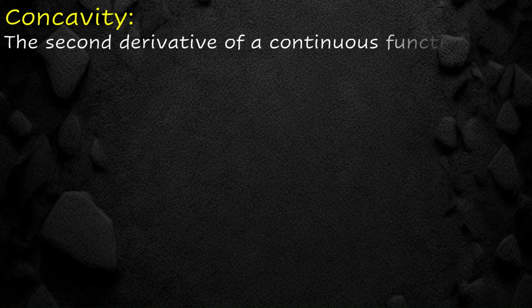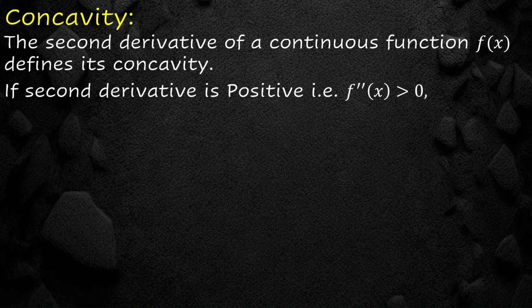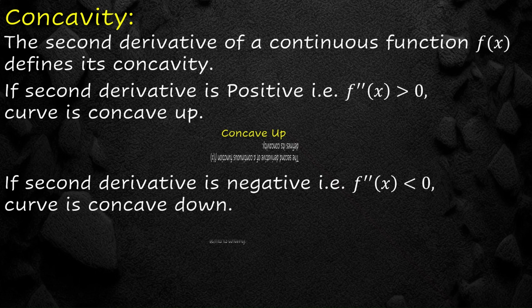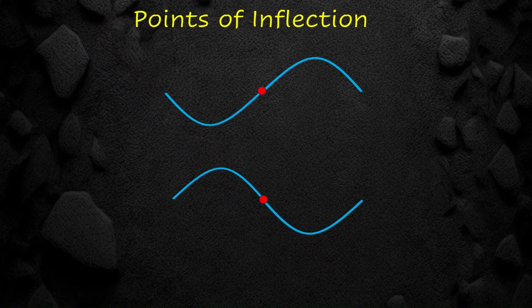Now we associate a second derivative with concavity. The second derivative of a continuous function defines its concavity. If the second derivative is positive, then the curve is concave up, and if the second derivative is negative, the curve is concave down. Now we associate second derivative in finding points of inflection.